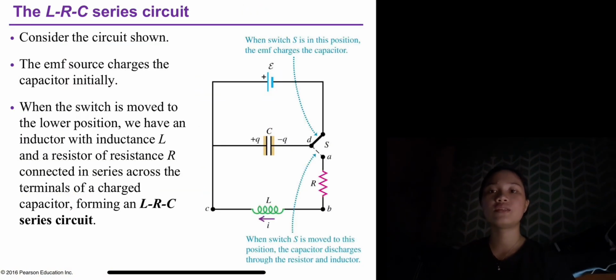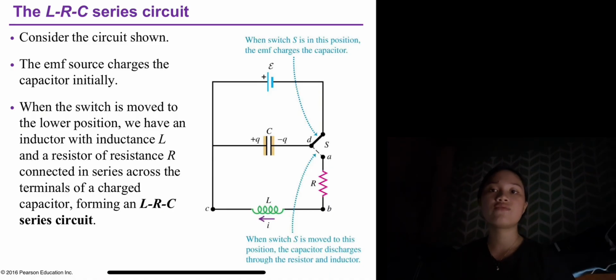Now, when resistance is added to an LC circuit, the behavior changes significantly. So energy is no longer perfectly conserved. Each oscillation loses some energy as heat in the resistor. So as a result, the oscillations gradually decrease in amplitude. So this process is called damping.